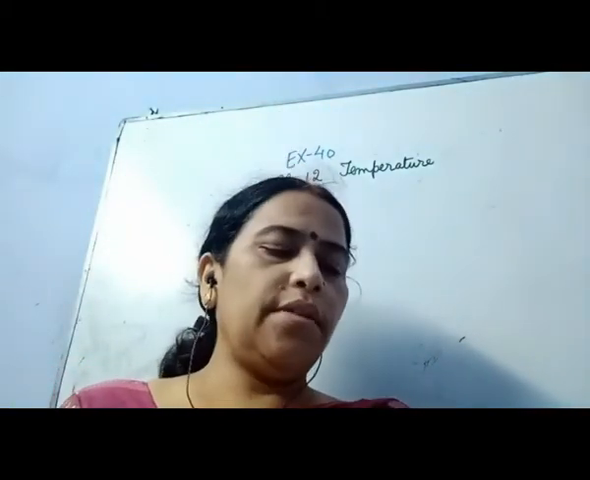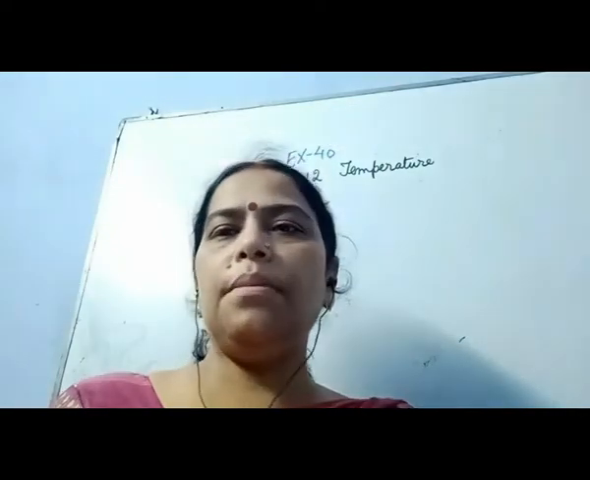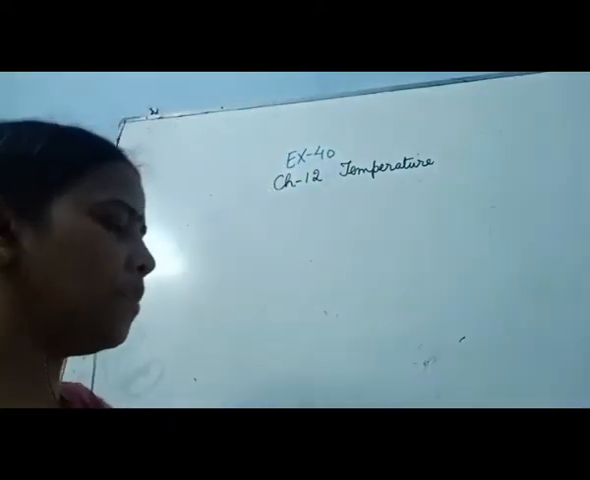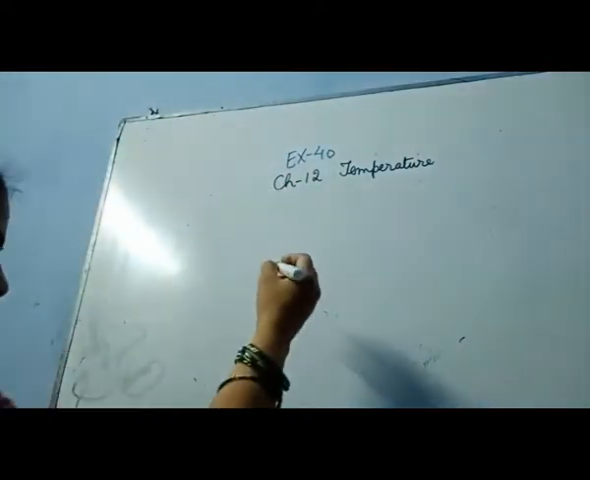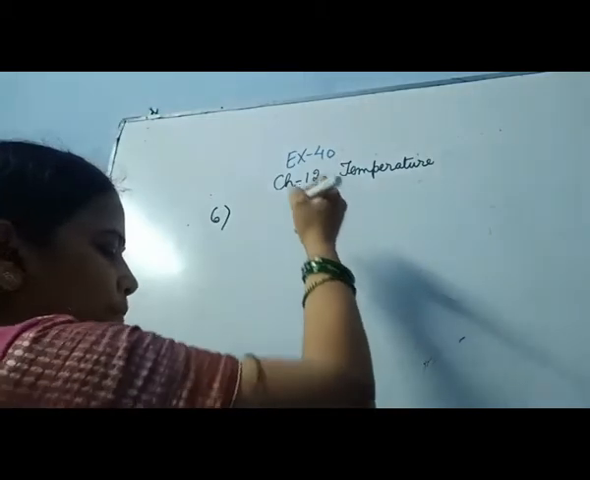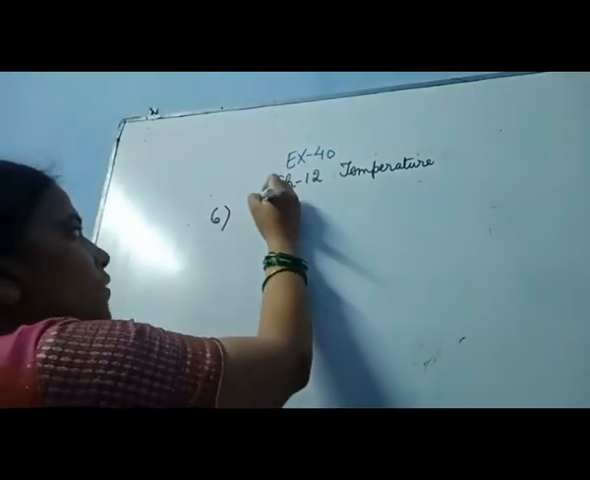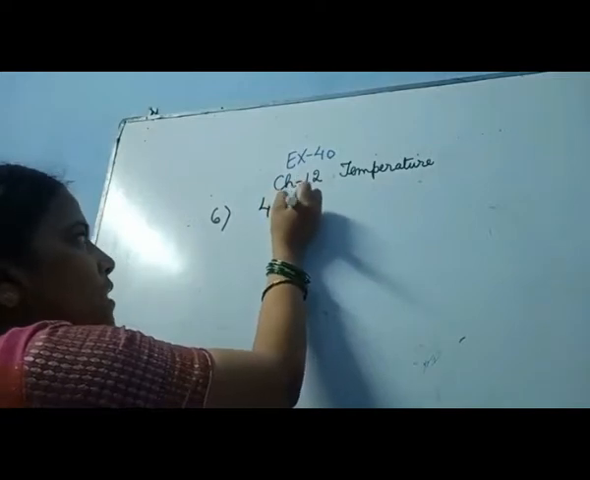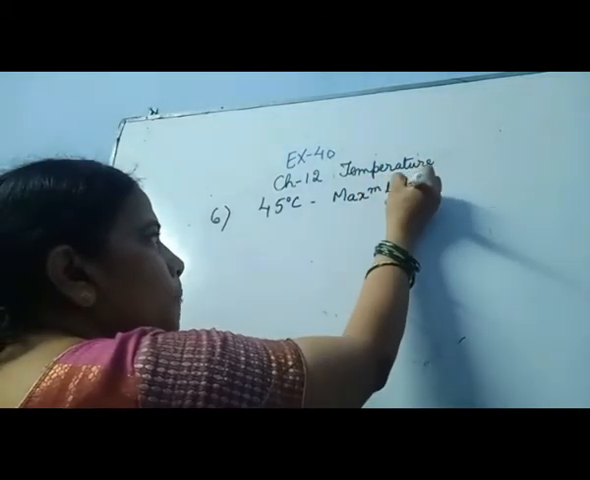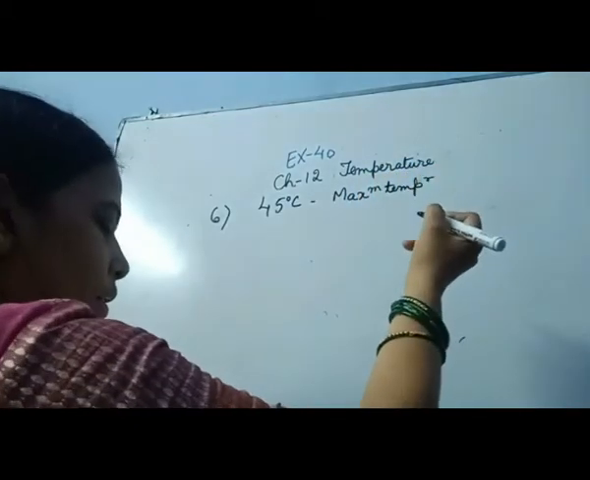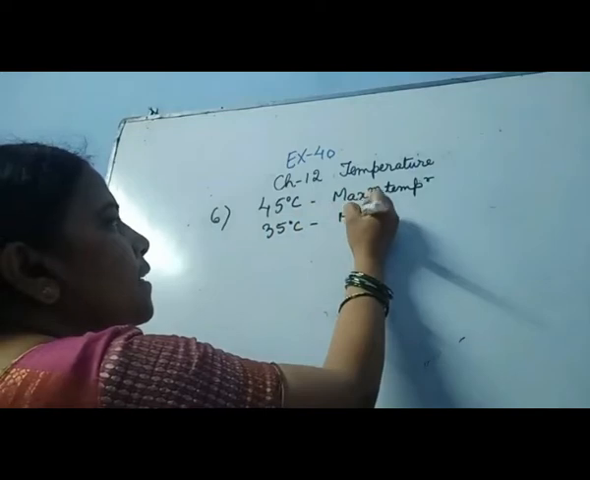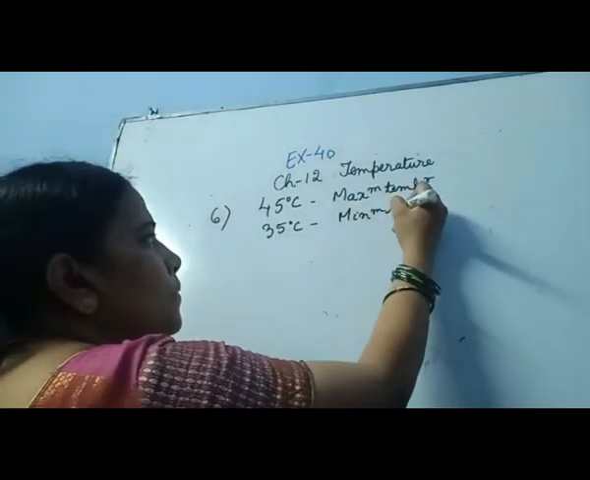So here you have been given the maximum temperature and minimum temperature. I am not going to use the same numbers; I will take other numbers. So question number 6, we will see how to solve this. Instead of 35, if I take 45 degrees Celsius, this is your maximum temperature, and you have been given 35 degrees Celsius, and this is the minimum temperature.